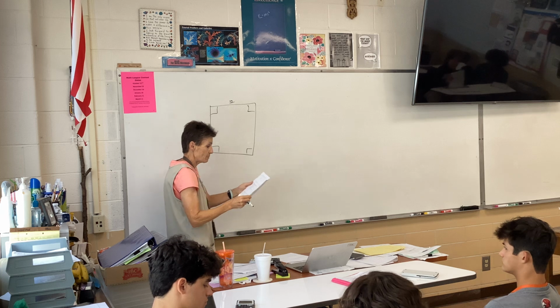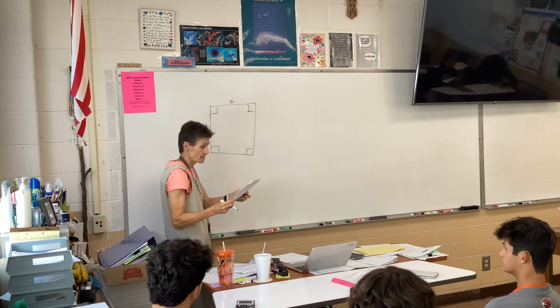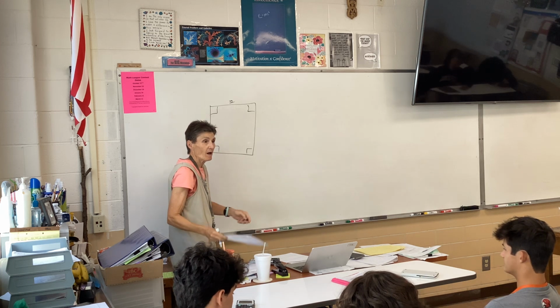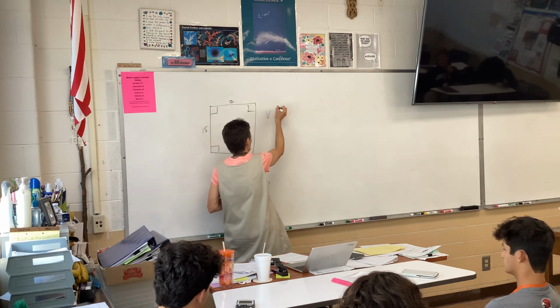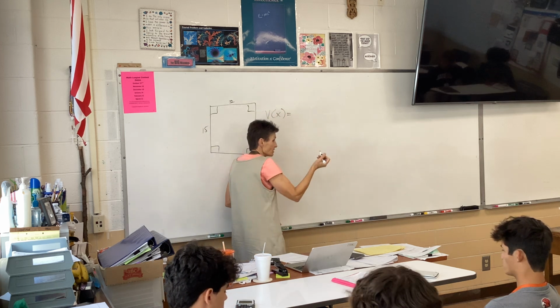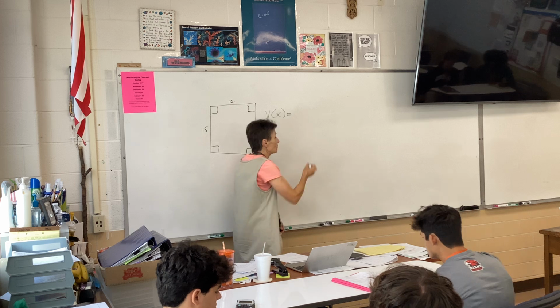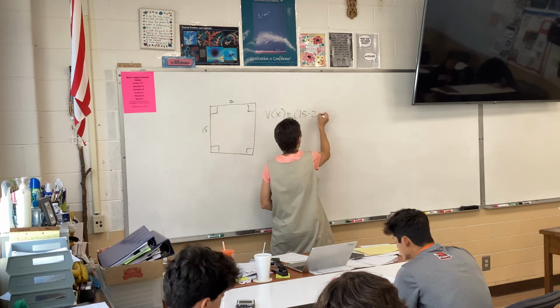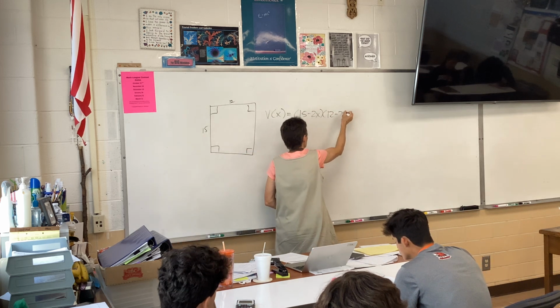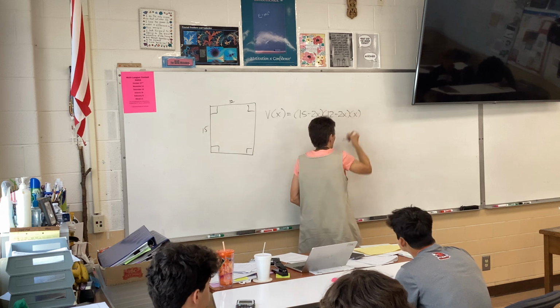So he's written an equation for this. We want a volume of 125. So what was our volume equation? You have this written down as you should. 15 minus 2x, 12 minus 2x, times x.